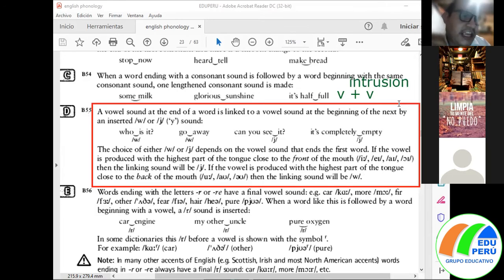But, teacher, any consonant sound? No. You have three consonants. Here you have two, but in the next section, you have the third one. Why is it different? Because of the accent. First, let's talk about this.